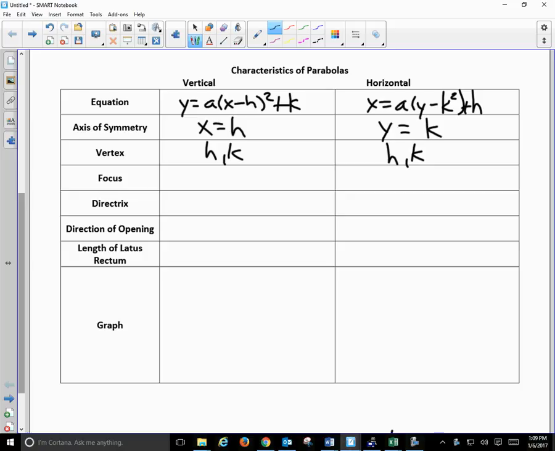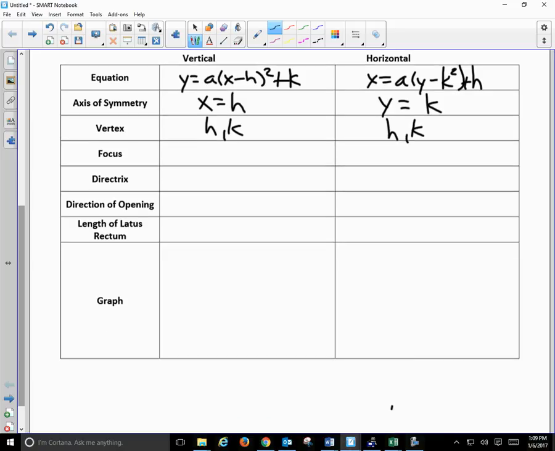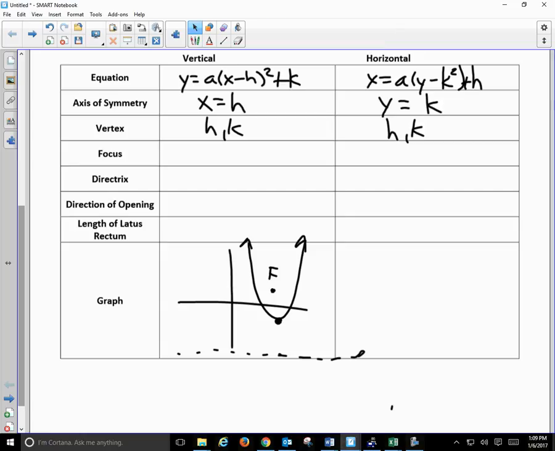So then these other pieces that we talk about are like the focus and the directrix and the length of the latus rectum and those pieces. So what happens is, as I draw my parabola, this point is a vertex, which you're familiar with, but the focus sits on the inside and the directrix is a line that sits on the outside. And the distance from the vertex to the focus is p units.